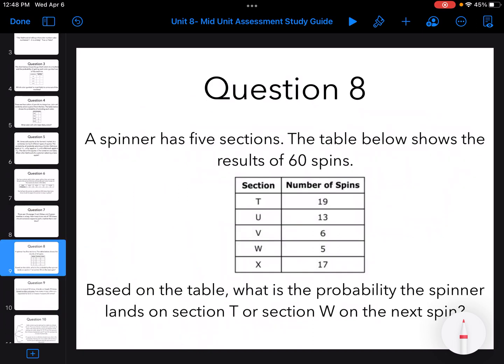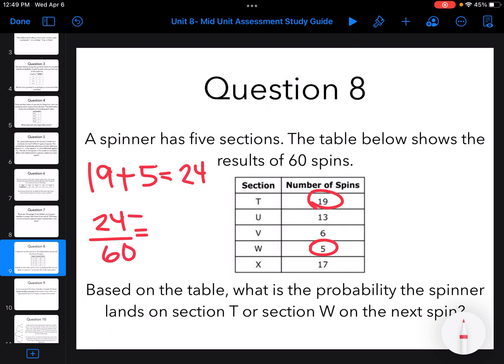All right, a spinner has 5 sections. The table below shows the result of 60 spins. Based on the table, what is the probability the spinner lands on T or W on the next spin? So T or W. So that would be 19 plus 5 would be, what, 24? And so I have 24 over 60, which would be, I'm going to divide by 12, because that would be my common factor. And I get 2/5. So I could get 2/5, which is also equal to 4/10, or equal to 40%.